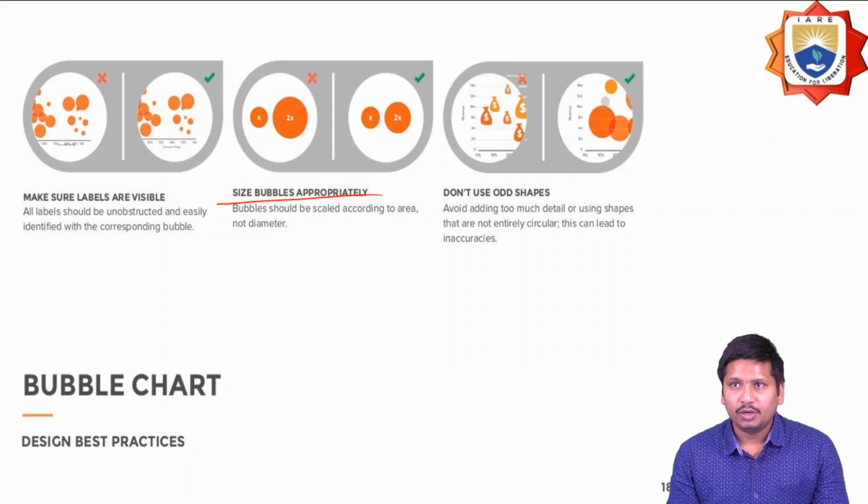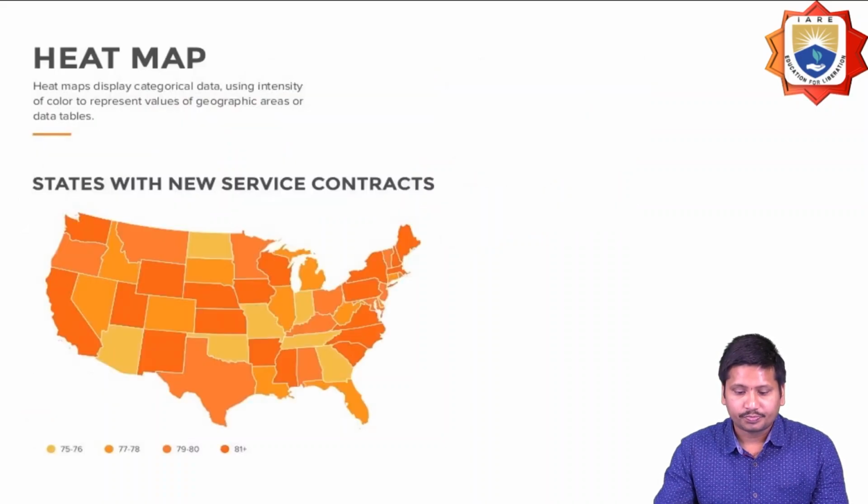And don't use odd shapes either. Avoid too much detail, like using varied shapes. They are not preferable, because a shape that is not entirely circular may lead to inaccuracies. Okay, so these are some of the design practices of the bubble chart.